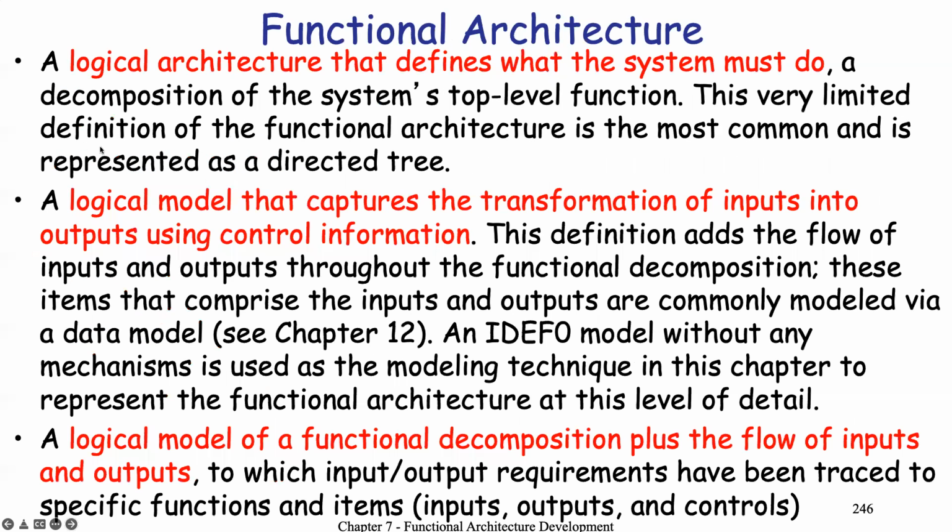So what is a functional architecture? It is a logical architecture that defines what the system must do. And so a decomposition of the system's top level function is where we start to be figuring this out. This very limited definition of the functional architecture is the most common and is represented as a directed tree. And we talked a little bit about that when we talked about graph theory.